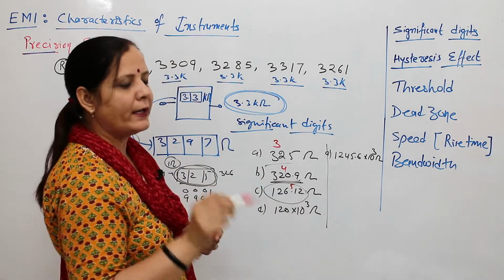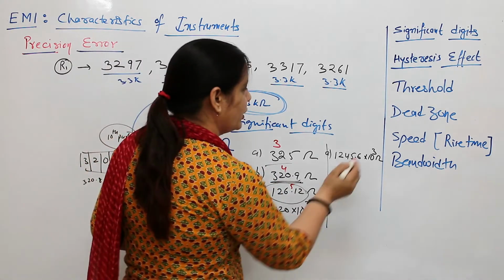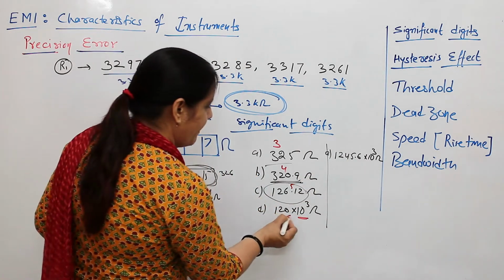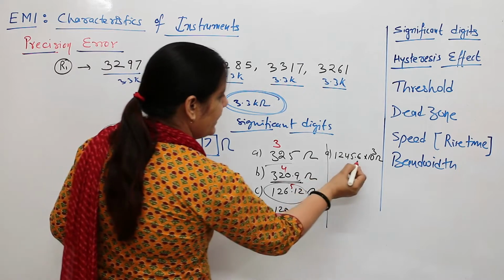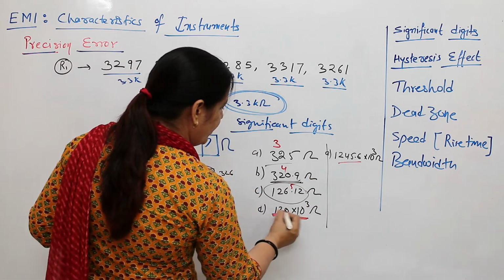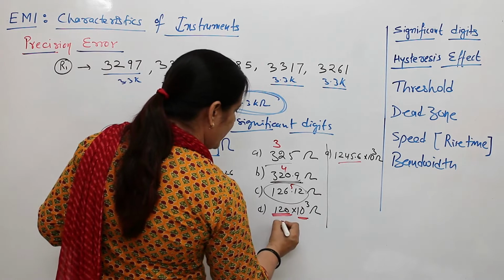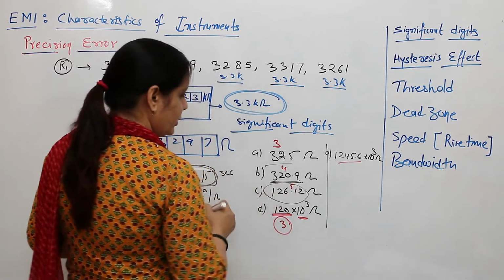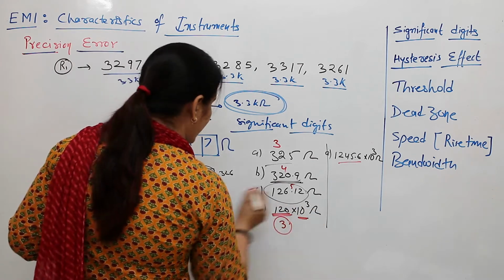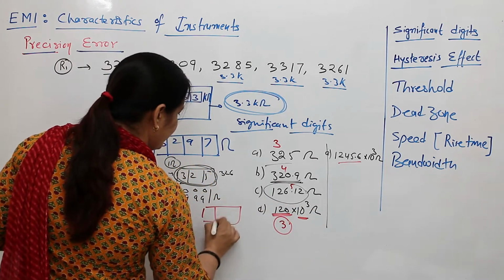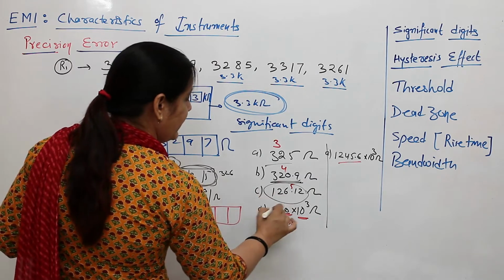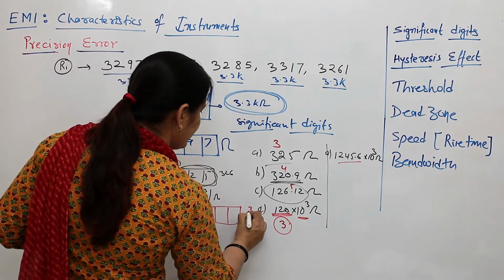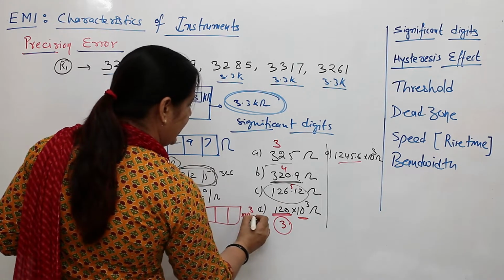Be careful whenever there is a multiplication factor or kilo ohm or mega ohm, you will calculate only the number. Okay. In the numerical value, you will have 120 into 10 raised to power 3 ohm, which will have significant digits of number 3. Okay. When you are having such kind of display, on the display there will be 3 digits reserved for the numerical value, and this 10 raised to power 3 will be mentioned in the scale manually.